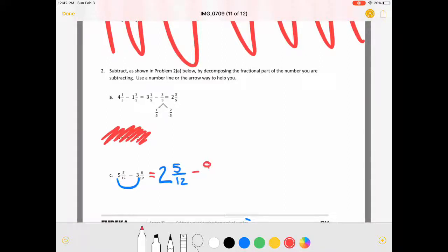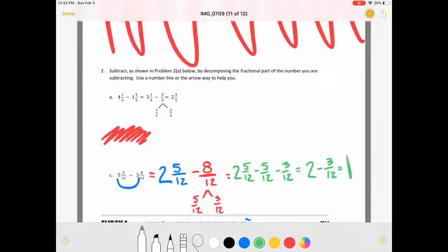I'm going to leave that 5/12 there. I'm going to subtract the 8/12 that was with the 3, and I'm going to do exactly what we did yesterday. So I'm going to say 8/12, and I'm going to break it down into 5/12 and 3/12 to make it easier to subtract. So I'm going to say 2 and 5/12 minus 5/12 minus that 3/12, which is going to give me 2 minus 3/12. And when you count back, we'll end up having 1 and 9/12 left over.